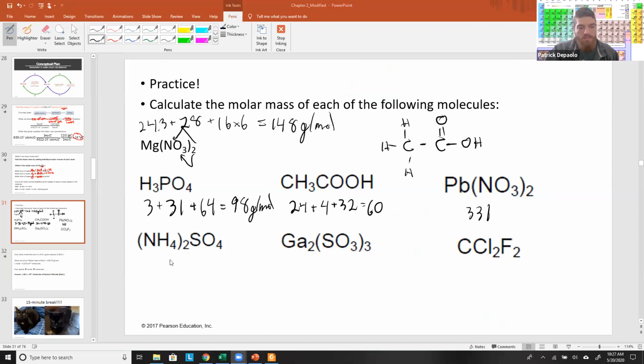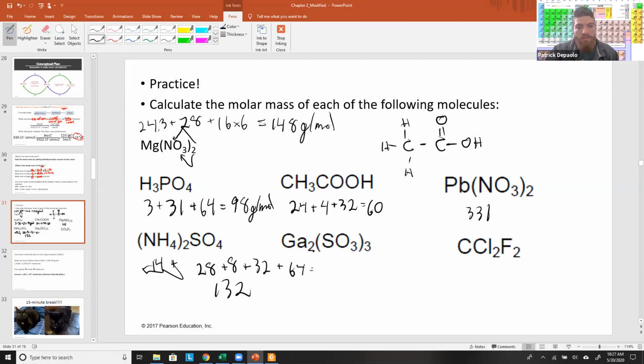Okay, we'll do this one. So 14 plus, or not 14, sorry. We're distributing. So 2 times 14 is 28 plus 8. Then you have plus sulfur, which is about 32. And then 64 for the 4 oxygens. And that is, what is that? 64 plus 32 plus 8 plus 28. 132. Awesome. So 132 is correct.